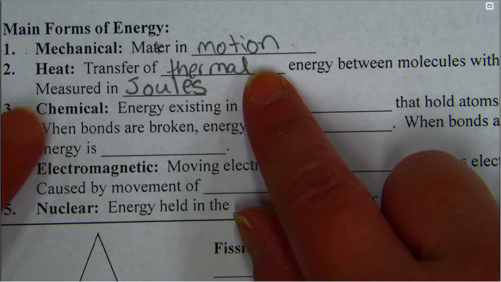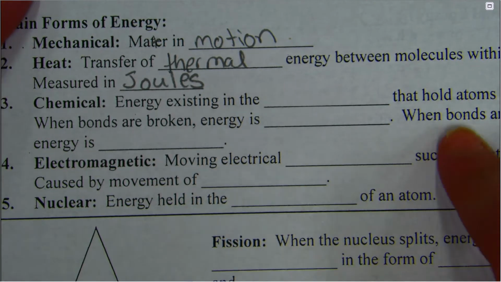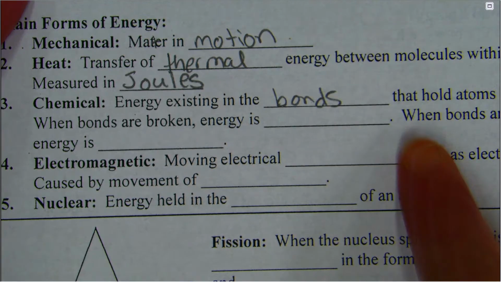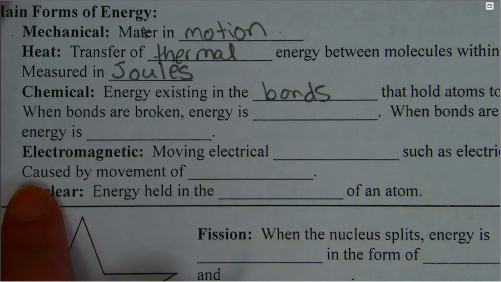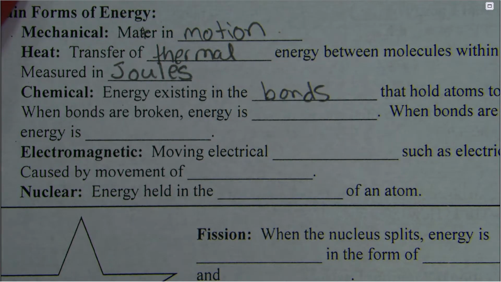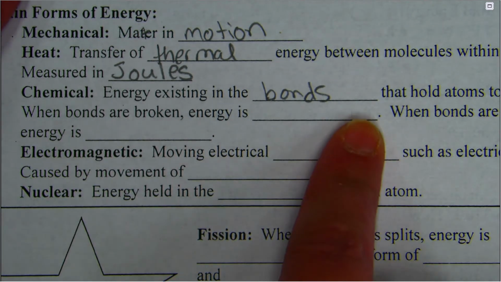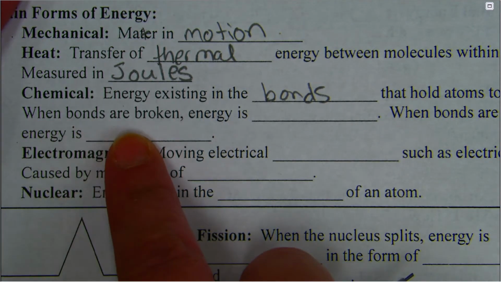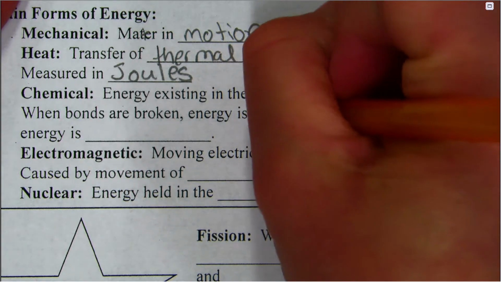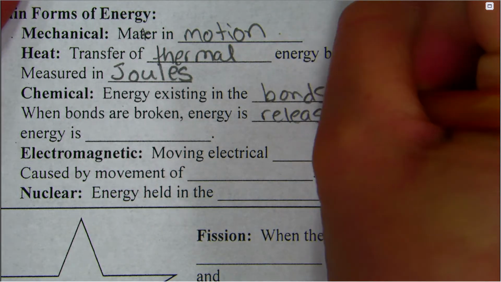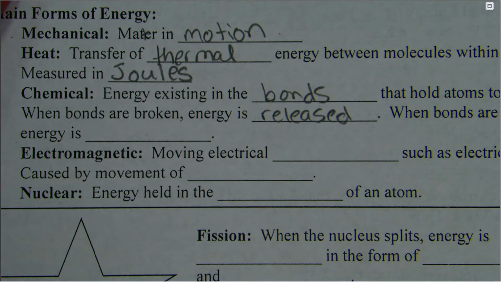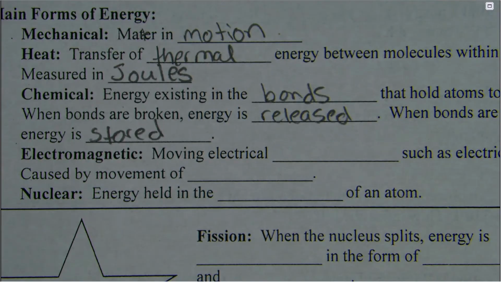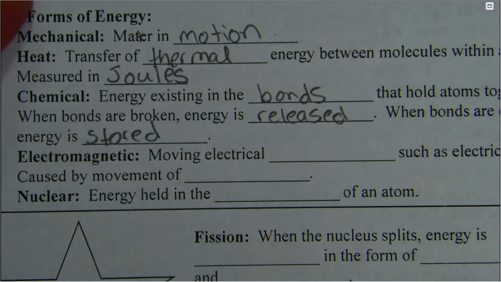Chemical energy, this is the energy existing in the bonds which are going to hold atoms together. And if you'll remember from our chemistry section of physical science, we spent a whole unit talking about chemical energy. And we learned that when bonds are broken, energy is released. And when bonds are created, energy is stored within those chemicals or compounds.